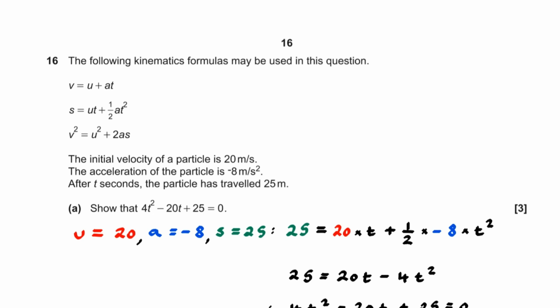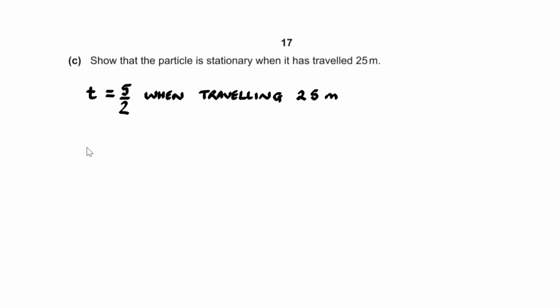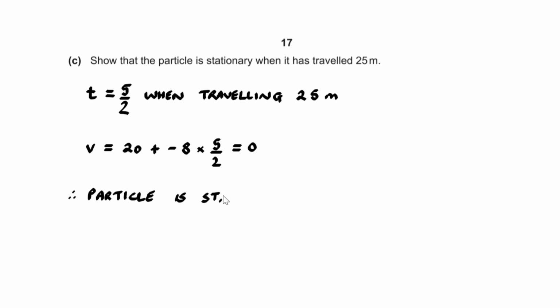If we use v equals u plus at, we have v equals u, which is 20, plus a, which is minus 8, times by 5 over 2. And what you'll find is we get 0 for this. V equals 0. And therefore, we can conclude that the particle is stationary in this case.